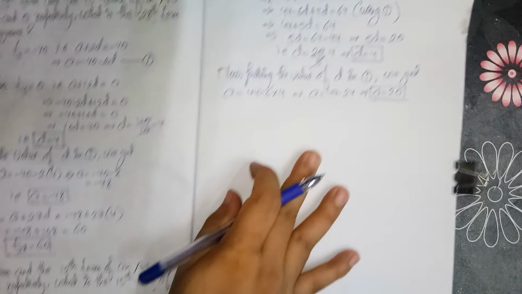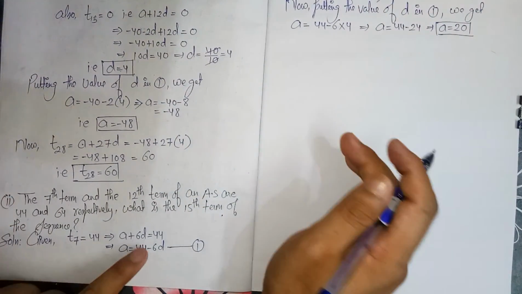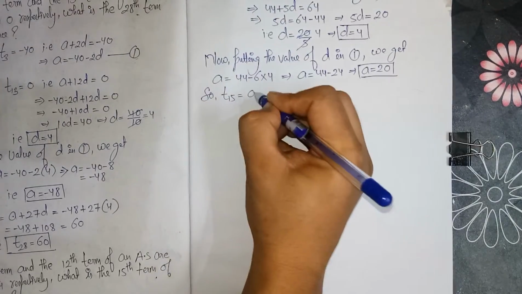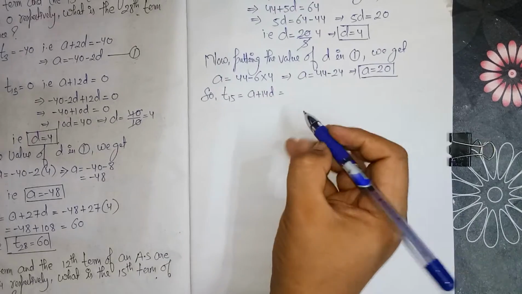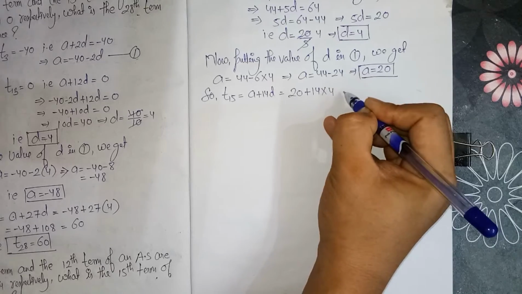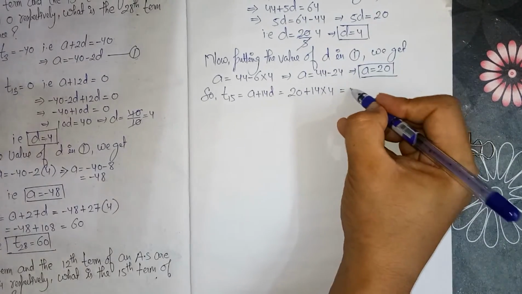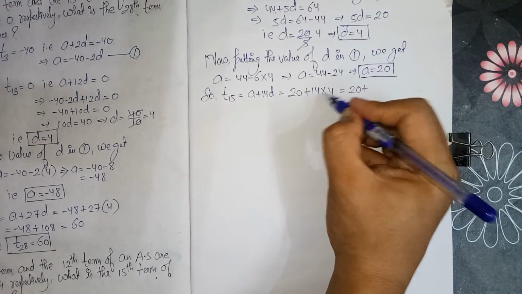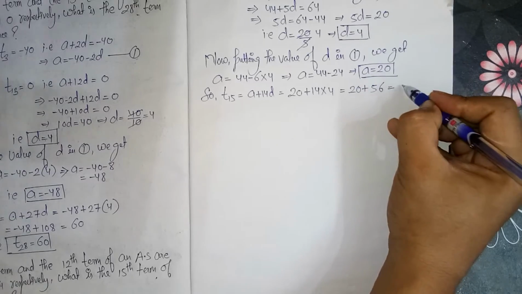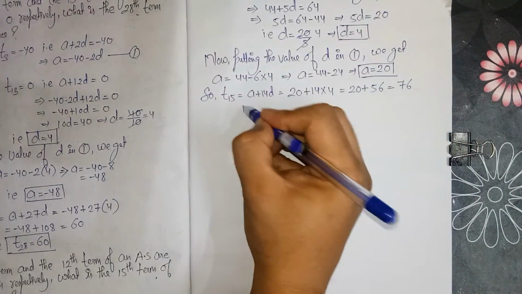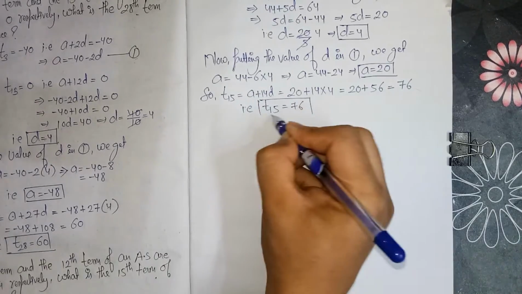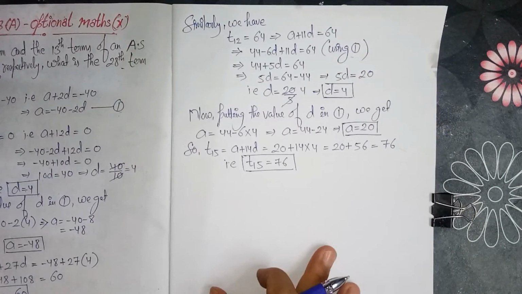Now what we have to find is the value of the 15th term, that means T15. So T15 is equal to A plus 14D, which is equal to 20 plus 14 multiplied by 4. 4 times 14 is 56, and 56 plus 20 is 76, that is T15 equals 76. So this is the final answer. I hope this one is also clear.